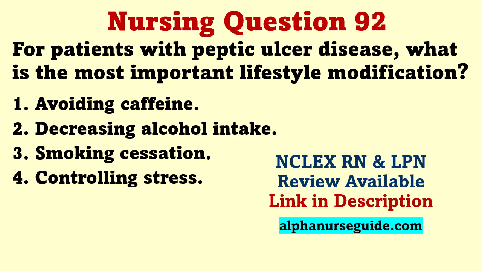For patients with peptic ulcer disease, what is the most important lifestyle modification? 1. Avoiding caffeine. 2. Decreasing alcohol intake. 3. Smoking cessation. 4. Controlling stress. The correct answer is 3. Smoking cessation. Rationale: Smoking is associated with peptic ulcer disease. The other lifestyle modifications may be desirable, but the current evidence does not show strong linkage to the development of or recovery from peptic ulcer disease.